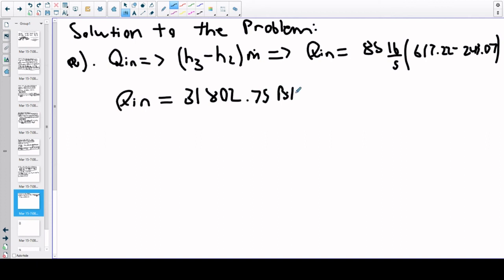So, you get QN to be 31,802.75 BTUs per second. And then you multiply by 3,600 seconds in 1 hour, and then you get it into hours. And that ends up being 1.145 times 10 to the 8th BTUs per hour.